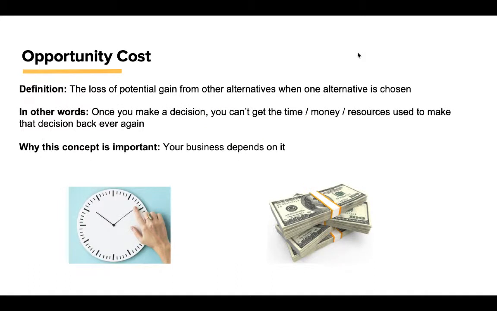Opportunity cost: the loss of potential gain from other alternatives when one alternative is chosen. In other words, once you make a decision, you can't get the time, money, resources used to make that decision back ever again. So for example, let's say I sell a t-shirt out of my warehouse to John Doe. I can't take that same t-shirt and sell it to Jane Smith.